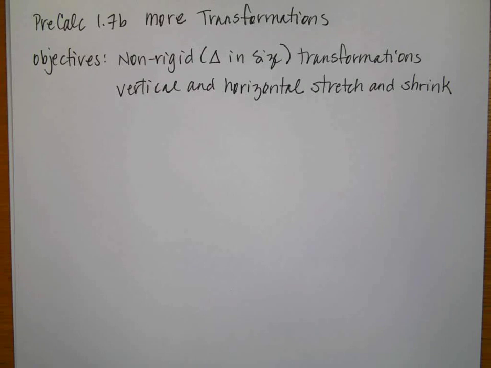Hello, math humans. We're going to do 1.7b today. We're going to be talking more about transformations. Our objectives are that today we're going to talk about non-rigid transformations, which means we're going to have a change in size. And that means specifically that we're going to talk about vertical and horizontal stretch and shrink.